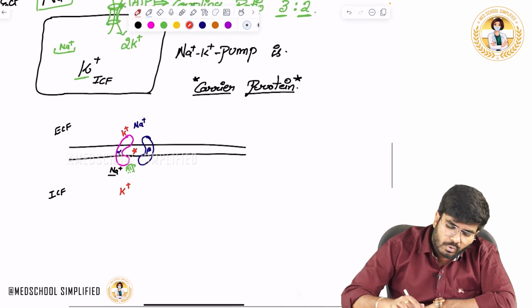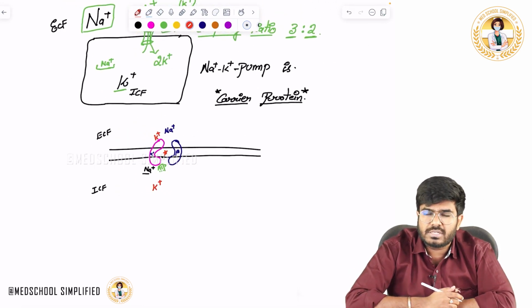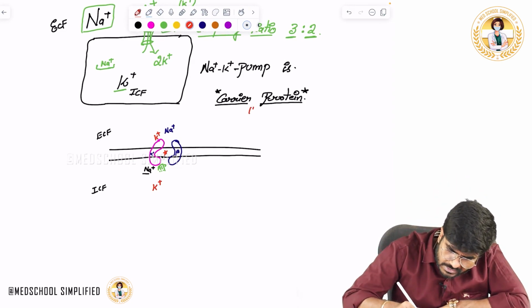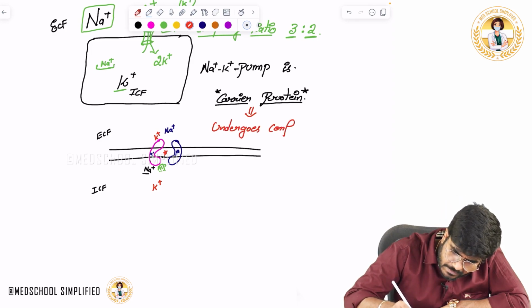So that's why those proteins which undergo conformational change, shape change, in the transport of substances, are called carrier proteins. So carrier proteins undergo conformational change.